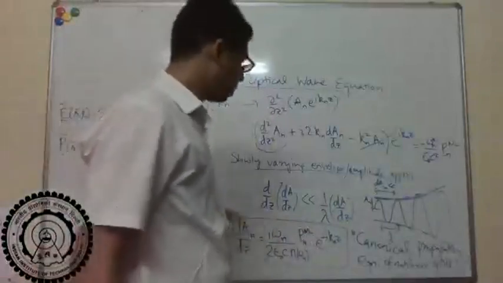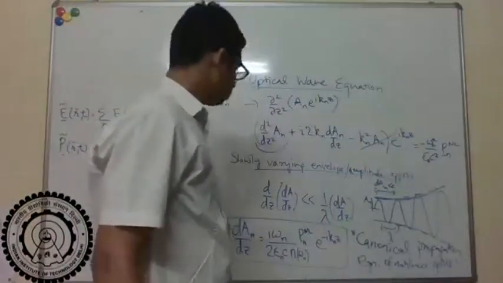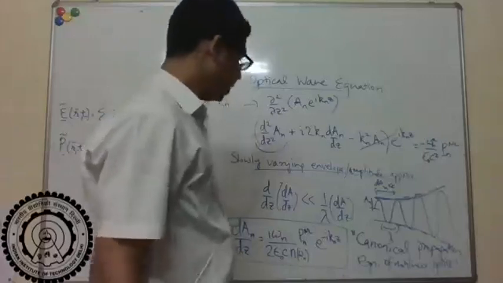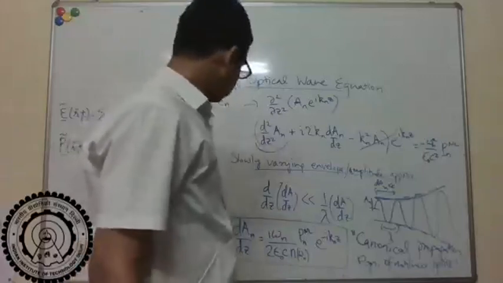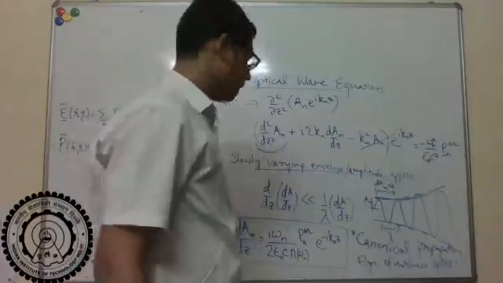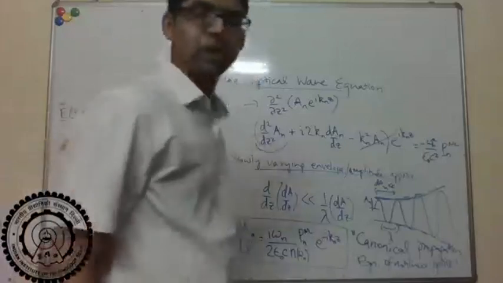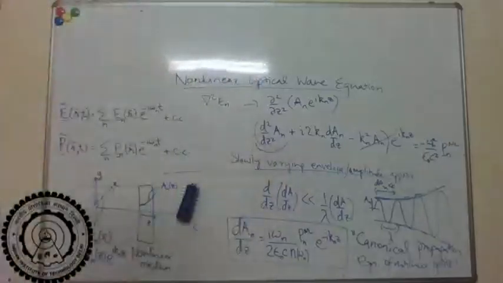So this is called the canonical propagation equation, and basically all of nonlinear optics can be analyzed starting from here. So that's a very important equation.